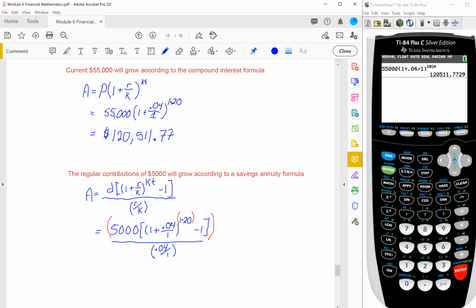So here we go. The first parenthesis to start the numerator, the $5,000 regular contribution. Now this bracket will be a first parenthesis. This little parenthesis right here will be a second parenthesis.